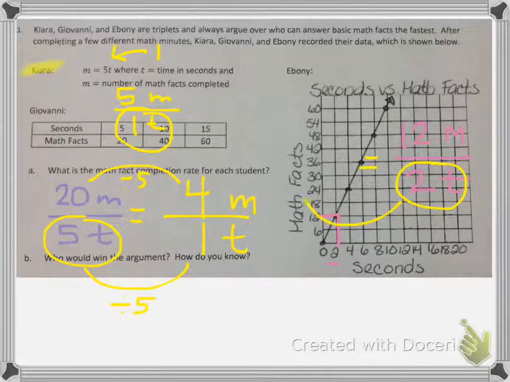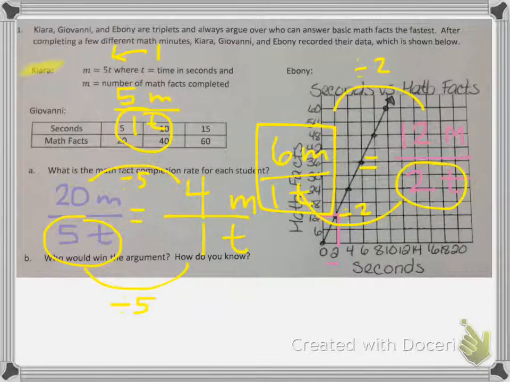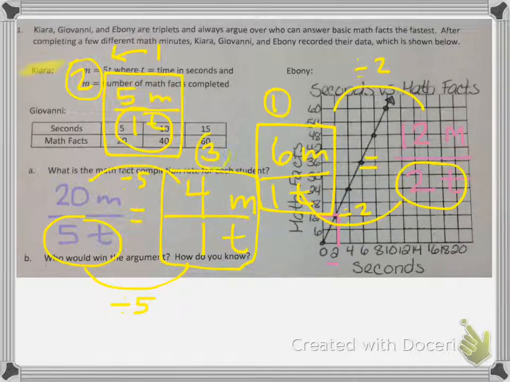We can do the same thing here with Ebony. I can change the 2 into a 1 by dividing by 2, and then I also have to divide the top by 2. 12 divided by 2 is 6. So Ebony does 6 math facts in 1 second. Now I can easily see that Ebony is number 1 with 6 math facts a second. Chiara is number 2 at 5 math facts per second. And last is Giovanni, who does 4 math facts a second. Giovanni's third.